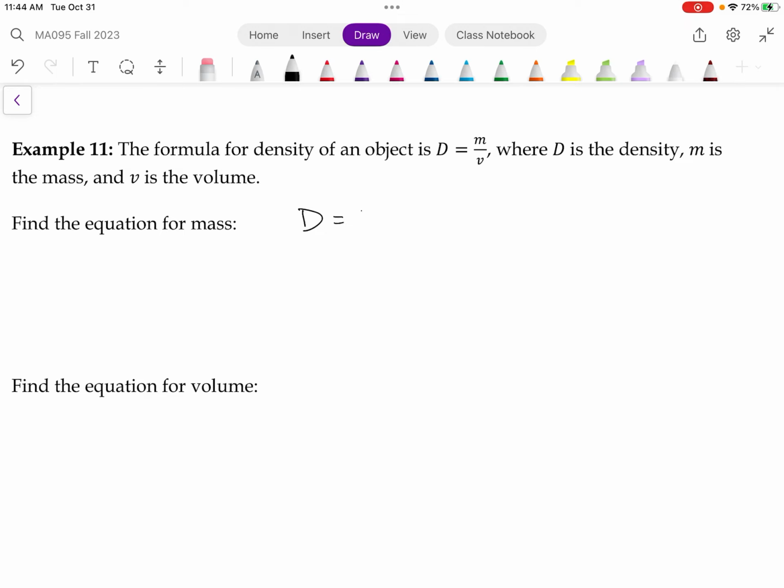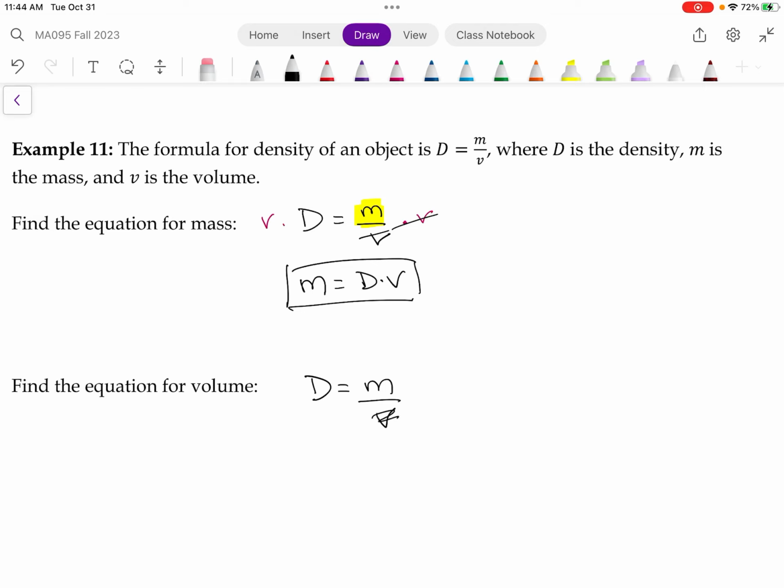All right, so we've got D equals M over V, and we want the equation for mass. So we want mass by itself, so what are we going to do? We're going to multiply both sides by V, and the V's cancel, and we get M equals D times V, or V times D, however you want to write it, it doesn't matter. Okay, so that's the equation for mass. Find the equation for volume. All right, this one is just a little bit harder.